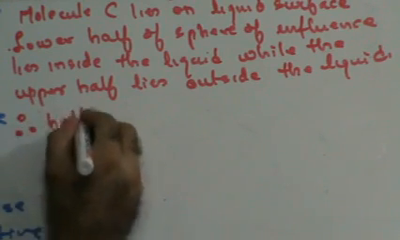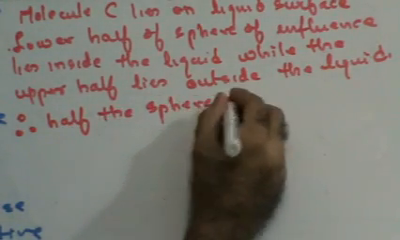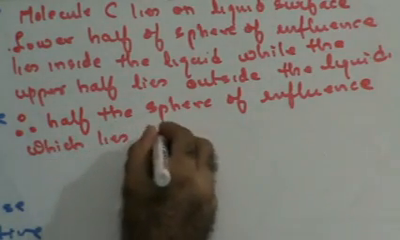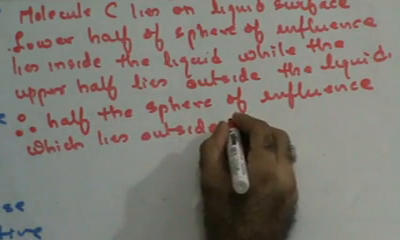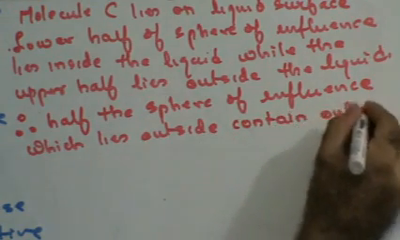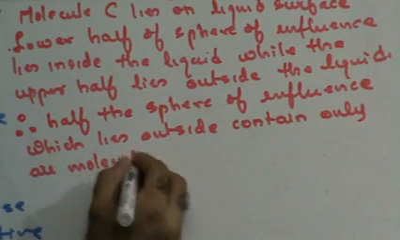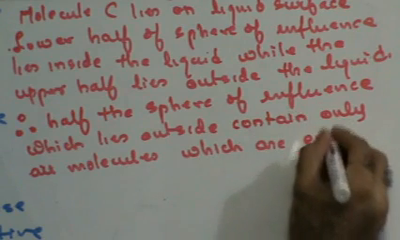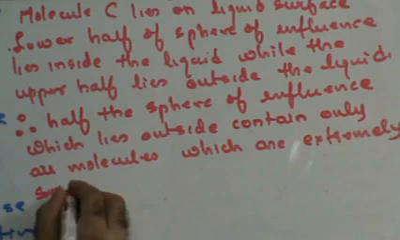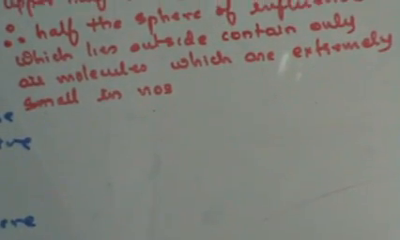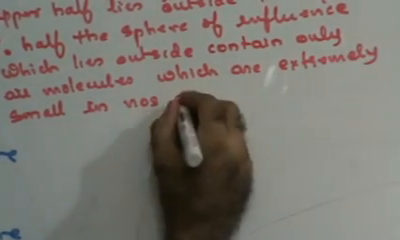Therefore, half the sphere of influence which lies outside will contain only air molecules, which are extremely small in number compared to liquid molecules.